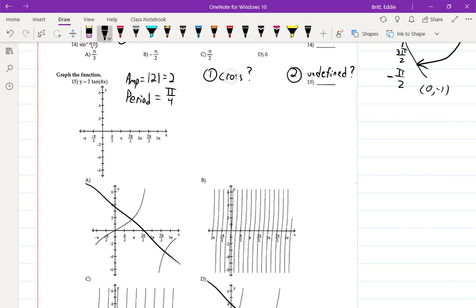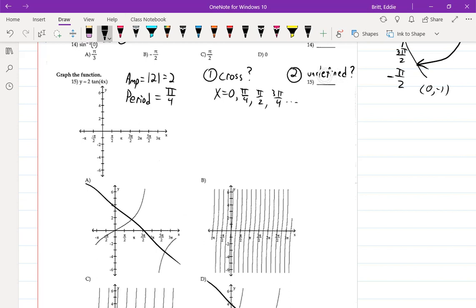So we know that the tangent of 0, when x equals 0, that's going to be tangent of 0. It always crosses at 0. So if I add the period to that, I'll get other places where it crosses. So it's going to cross at 0, pi over 4. If you add pi over 4 again, that would be pi over 2. If you add pi over 4 again, that's going to be 3 pi over 4. So it's going to keep crossing at multiples of pi over 4.